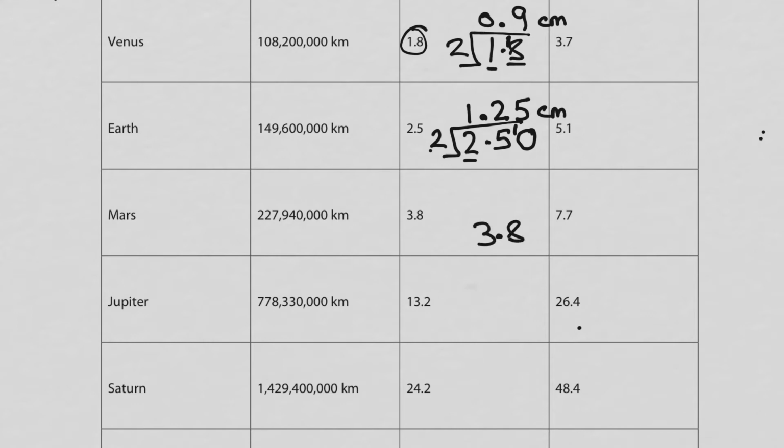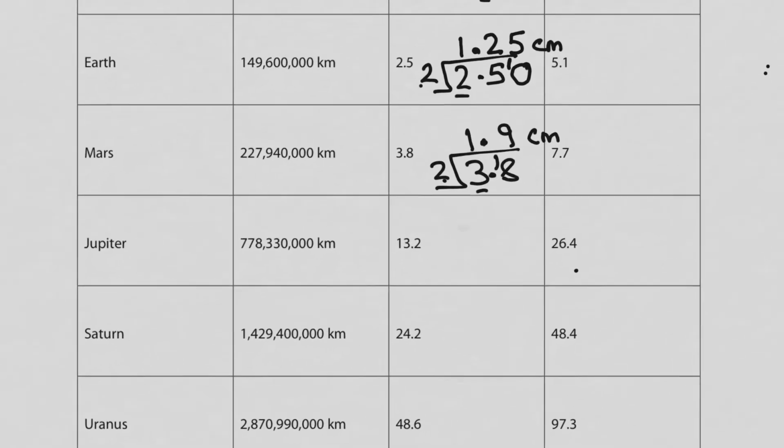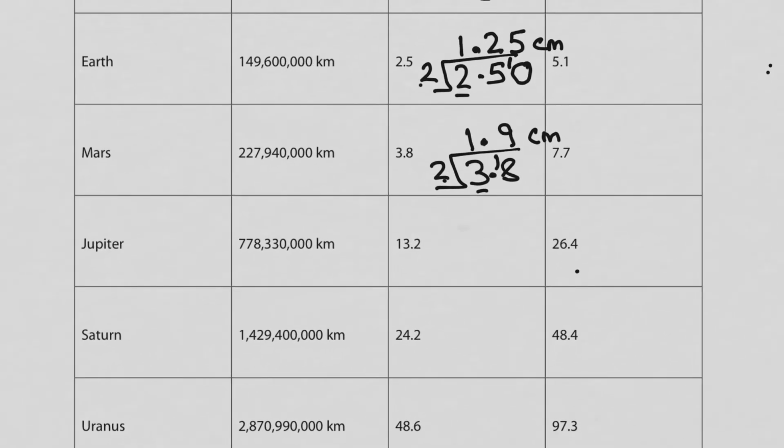Mars, 3.8 divided by 2. How many 2's are in 3? There is 1, with 1 left over. I need the decimal point there. How many 2's are in 18? There are 9, so 1.9 centimetres. Obviously, these numbers are going to get bigger every time.